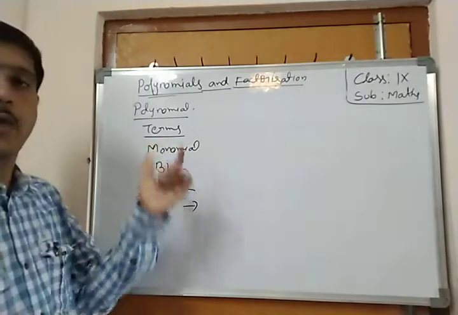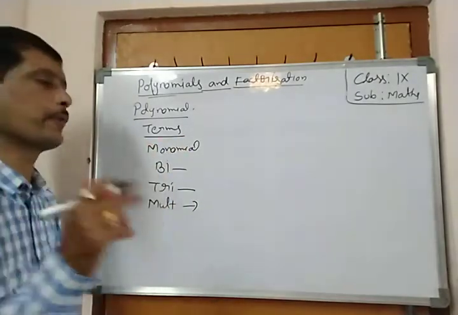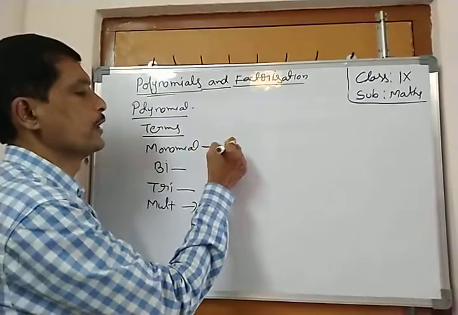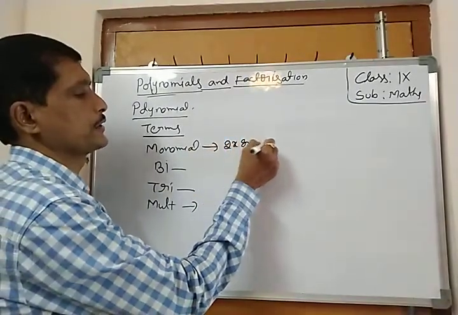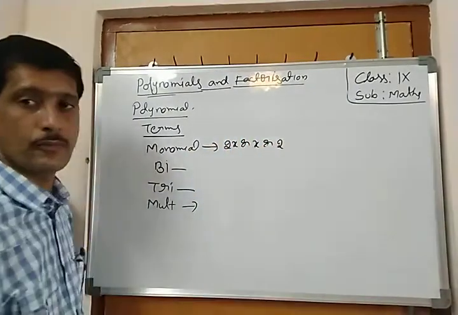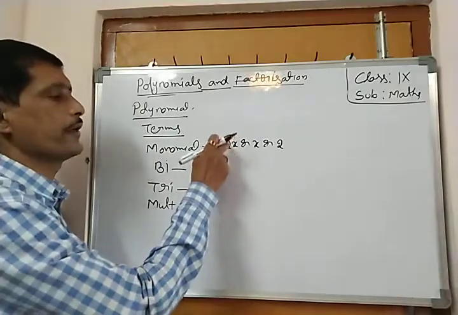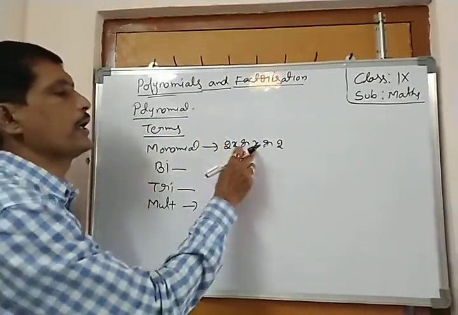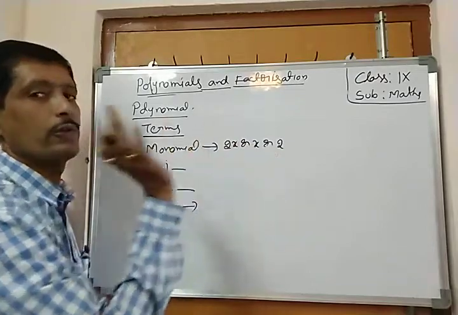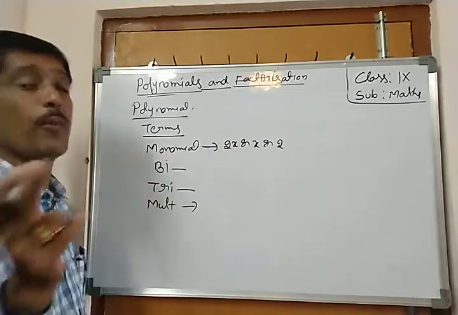Here monomial means only one term, therefore a single term, that is 2x or x or 2. Here 2x is a variable and that is only one term. Here x also is only one term and 2 also only one. Therefore a single term is called a monomial.